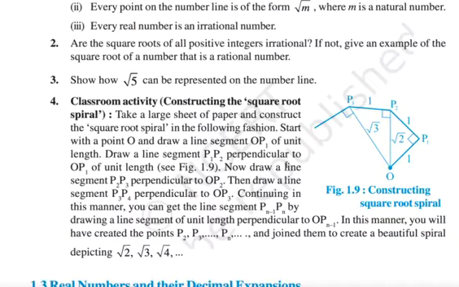Classroom activity: constructing a square root spiral. Take a large sheet of paper and construct a square root spiral in the following fashion. Start with a point O and draw a line segment OP. First draw OP1 of unit length. Draw a line segment P1P2 perpendicular to OP1 of unit length.